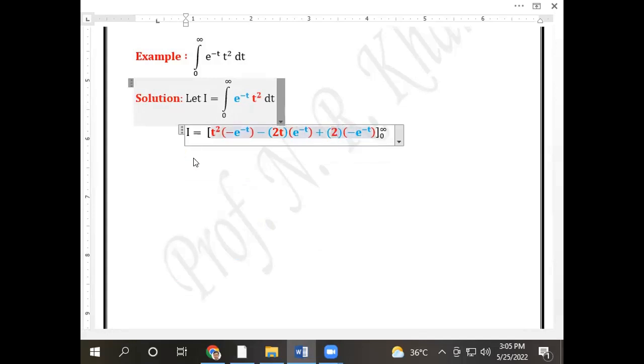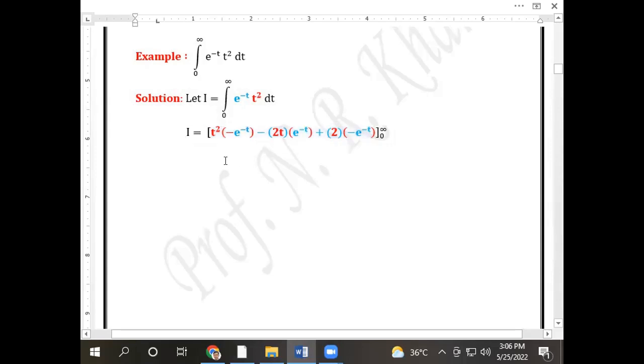Simultaneously, we take the integration of the second function. We know that the integration of e raised to minus t is minus e raised to minus t. Again, its integration is e raised to minus t, and the minus sign occurs 2 times, so it becomes positive. And again, we take the integration of this e raised to minus t term. It becomes minus e raised to minus t.